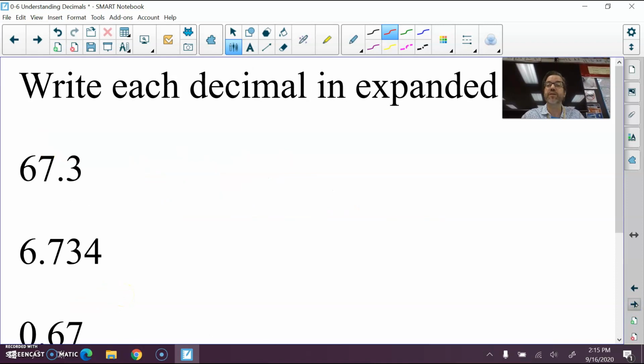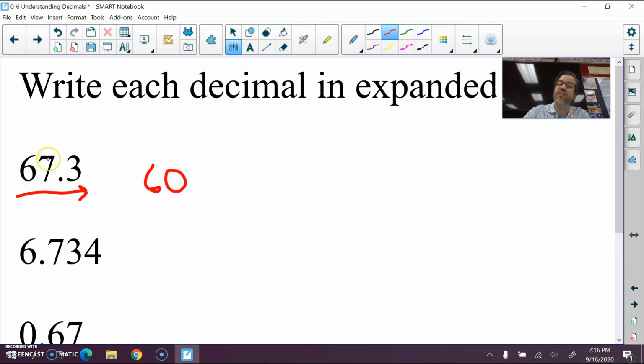Okay? All right, write each decimal in expanded form. Now, expanded form, that's where we basically are writing an addition problem, listing the value of each digit. So I'm going to read these from left to right. And the first digit I see here is this 6, but it doesn't have a value of 6. Notice it's in the tens place. This 6 right here has a value of 60.